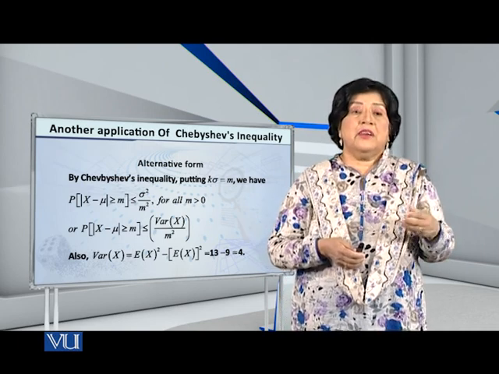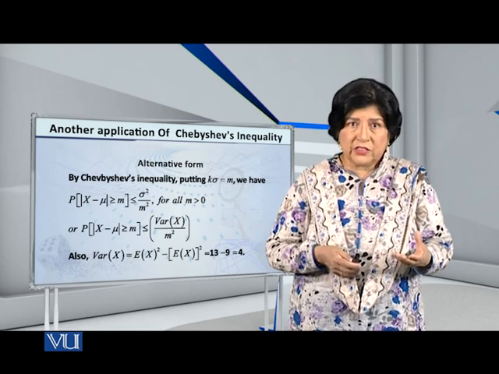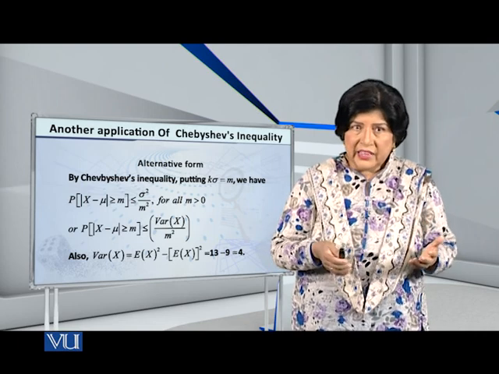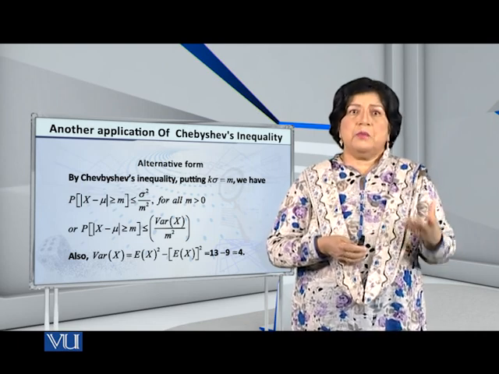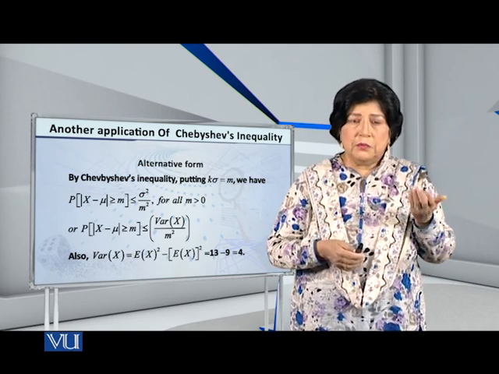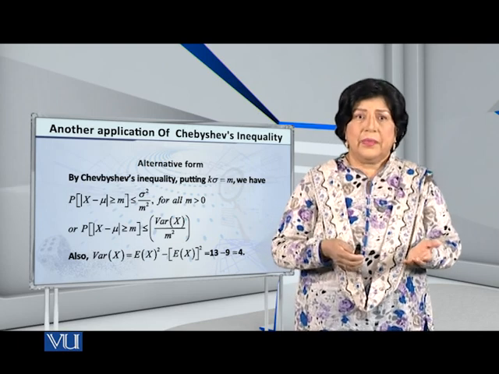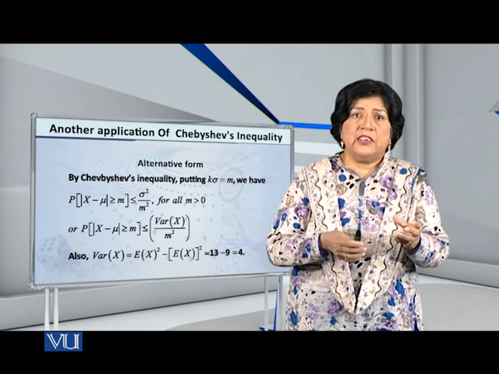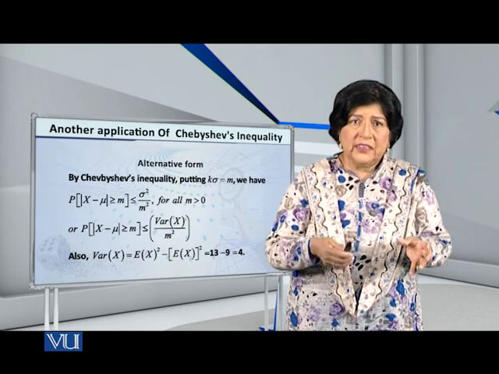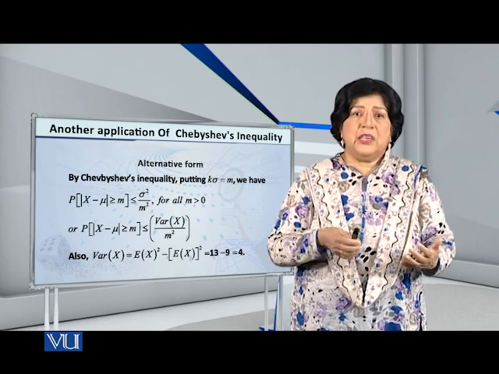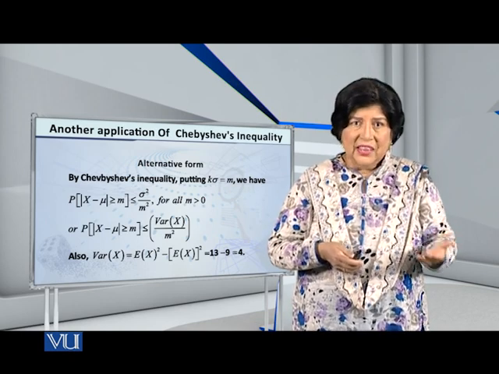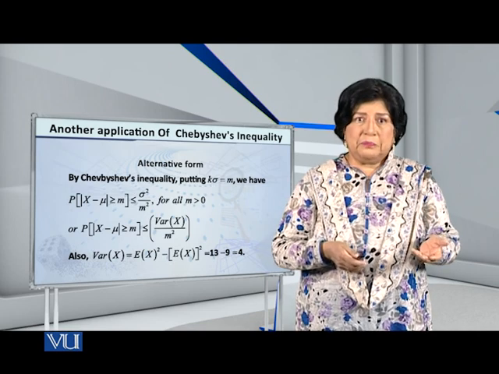Sigma square ki jagah, I will use the word variance of x, or mu ki jagah, I will say mean. So then what do we say? We say that the probability of the absolute value of x minus mu, x minus the mean, this absolute value being greater than or equal to m, this particular probability is going to be less than or equal to the variance of x divided by m square.